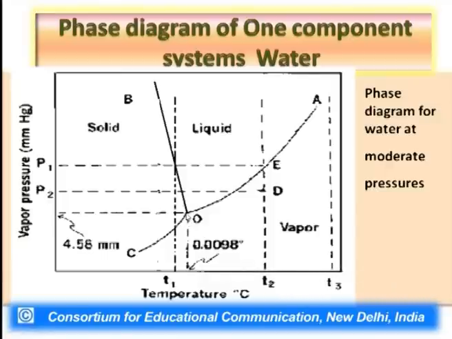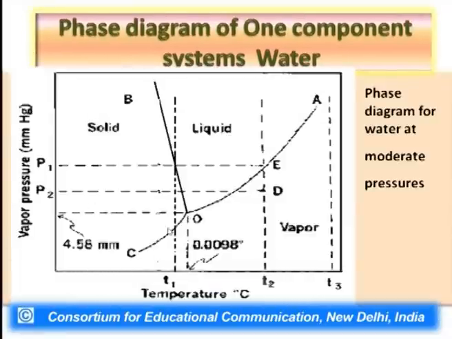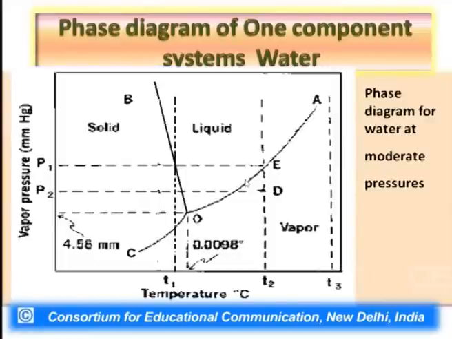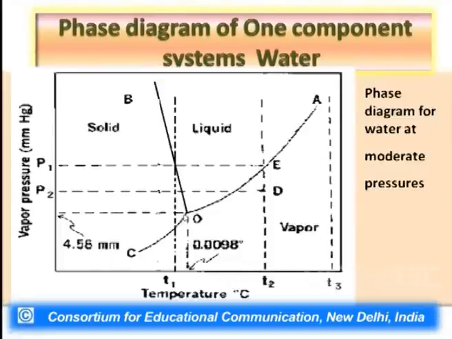This is the point at which all the three phases, solid, liquid and vapor phase, do exist in equilibrium with each other, and hence because it is the intersection point of all the three curves AO, BO and OC, and all these curves therefore do meet at point O, and therefore point O represents a triple point where the three phases are in equilibrium with each other.